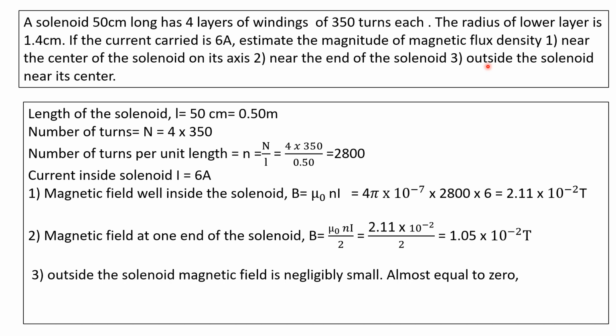And the third question is, we have to find the magnetic field outside the solenoid near its center. Outside the solenoid, the magnetic field is negligibly small or almost equal to 0.